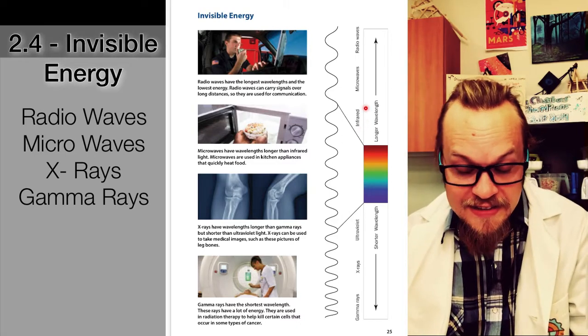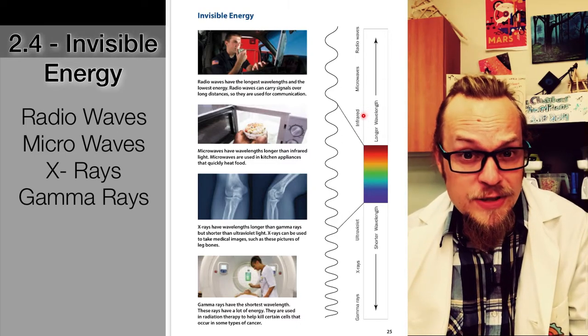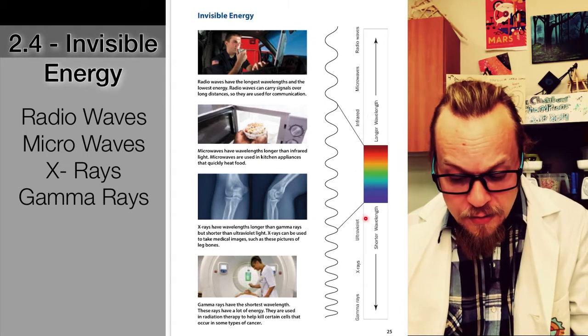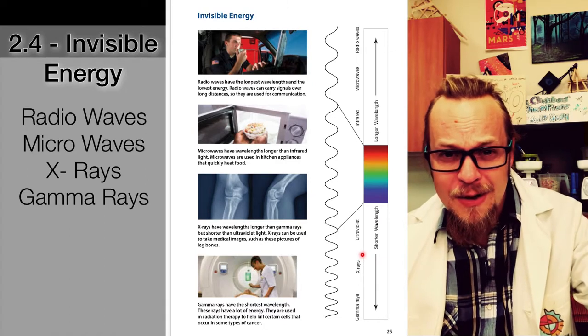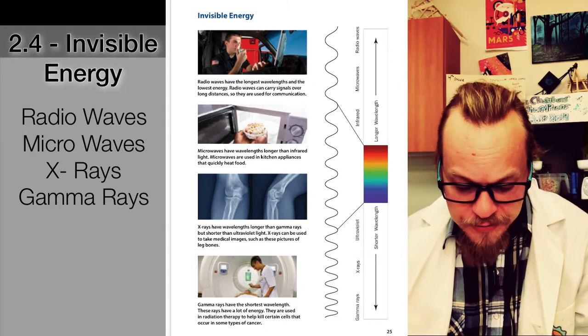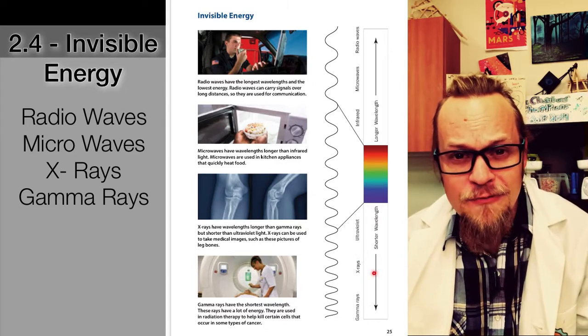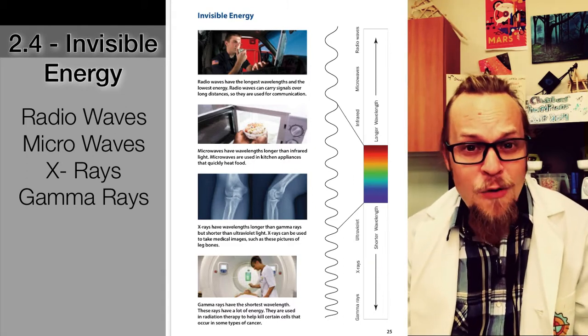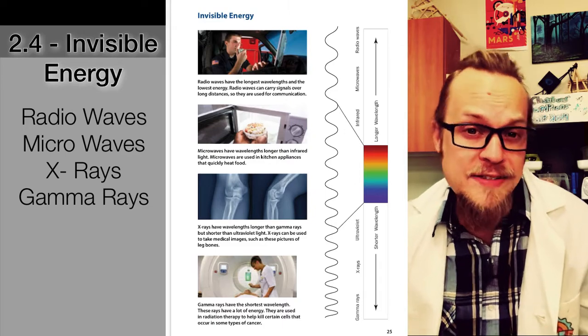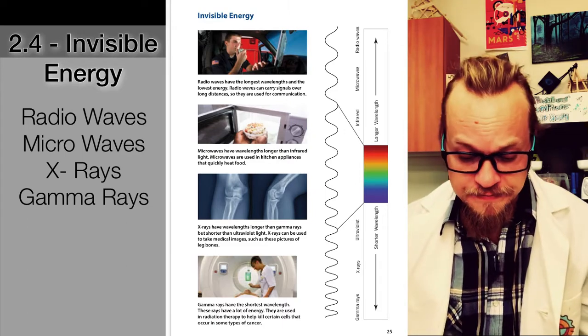We can detect it through cameras to see what's hotter or colder. We can get burned by it. We can have X-rays, which go through our skin and show us our bones, and we have gamma rays, which can fight off some cancerous cells. All of this is powerful stuff that we as humans cannot see.